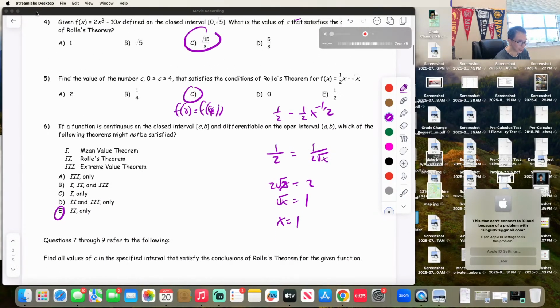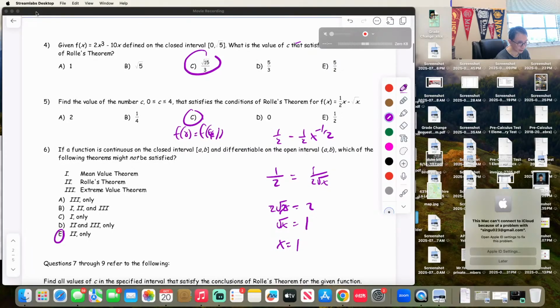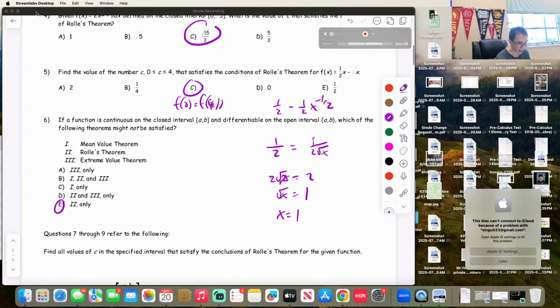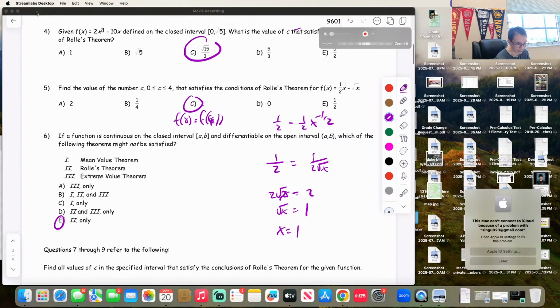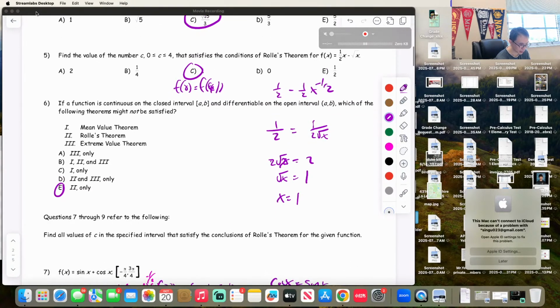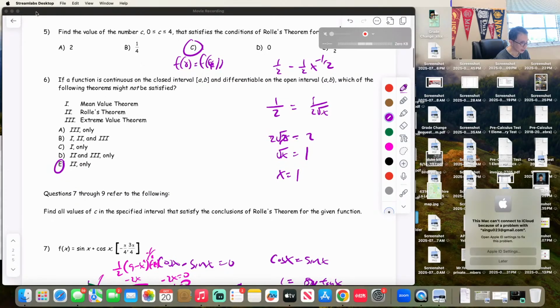Number 4, I got square root 15 over 3. I need to rationalize that. 5, I'm going to take a derivative, set equal to 0, x is equal to 1, so C. Number 6 is E. The reason why is they never have a condition f(b) equal to f(a), and this is especially only for Rolle's theorem. So you're going to say, I never talked about the mean value theorem. Yes, it's true, because I never talked about the mean value theorem until today.